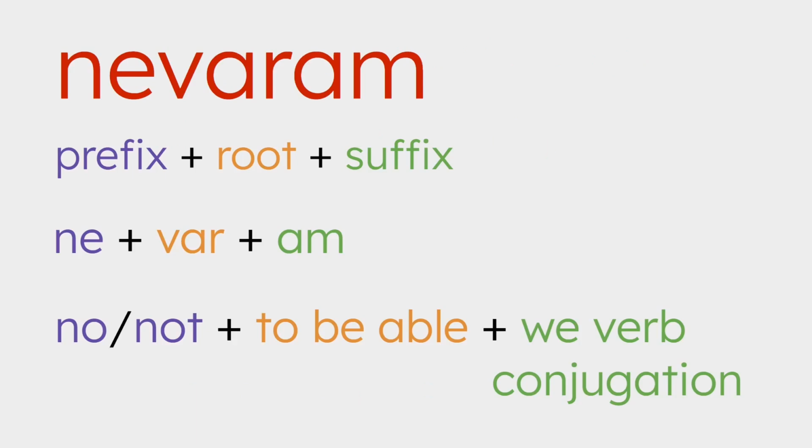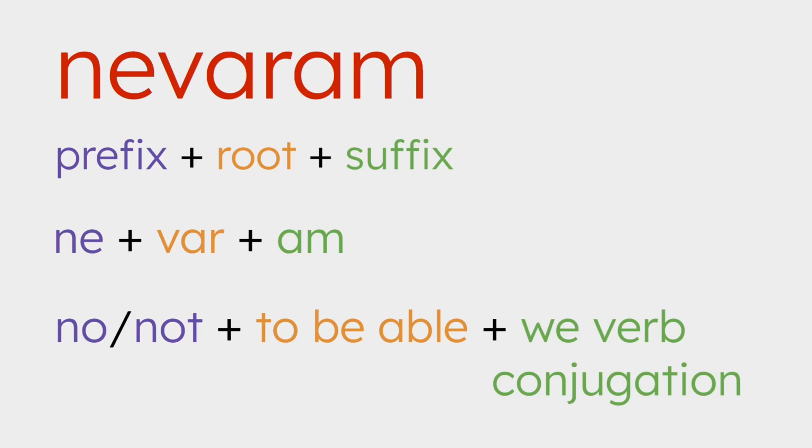So when we look at nevaram, we think, oh, that's a big word, I've never seen that before. But then when we actually think, wait a minute, hey, I've seen ne before, that's a prefix, right? So we start to separate it into the prefix, plus the root, plus the suffix. Then we find, so that's ne, that's the prefix, which means no or not. Then var is the root in varēt.